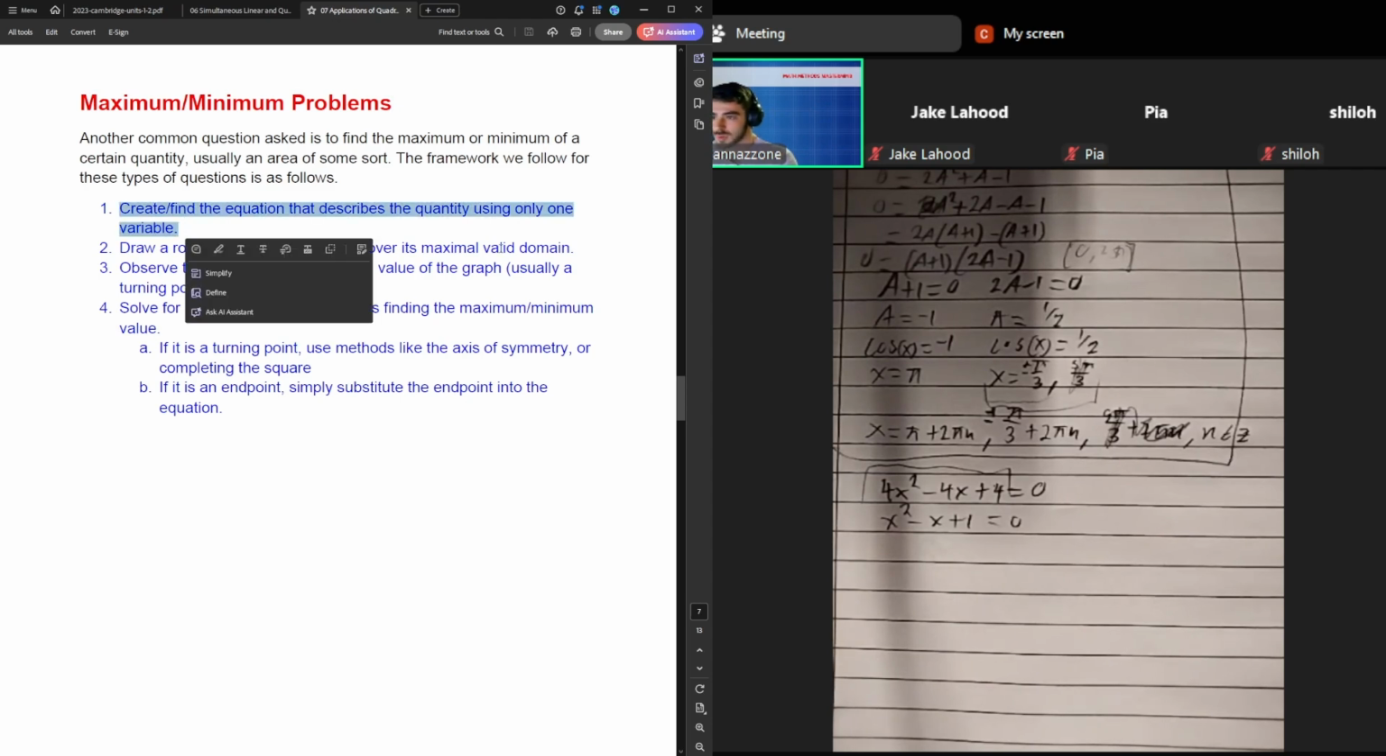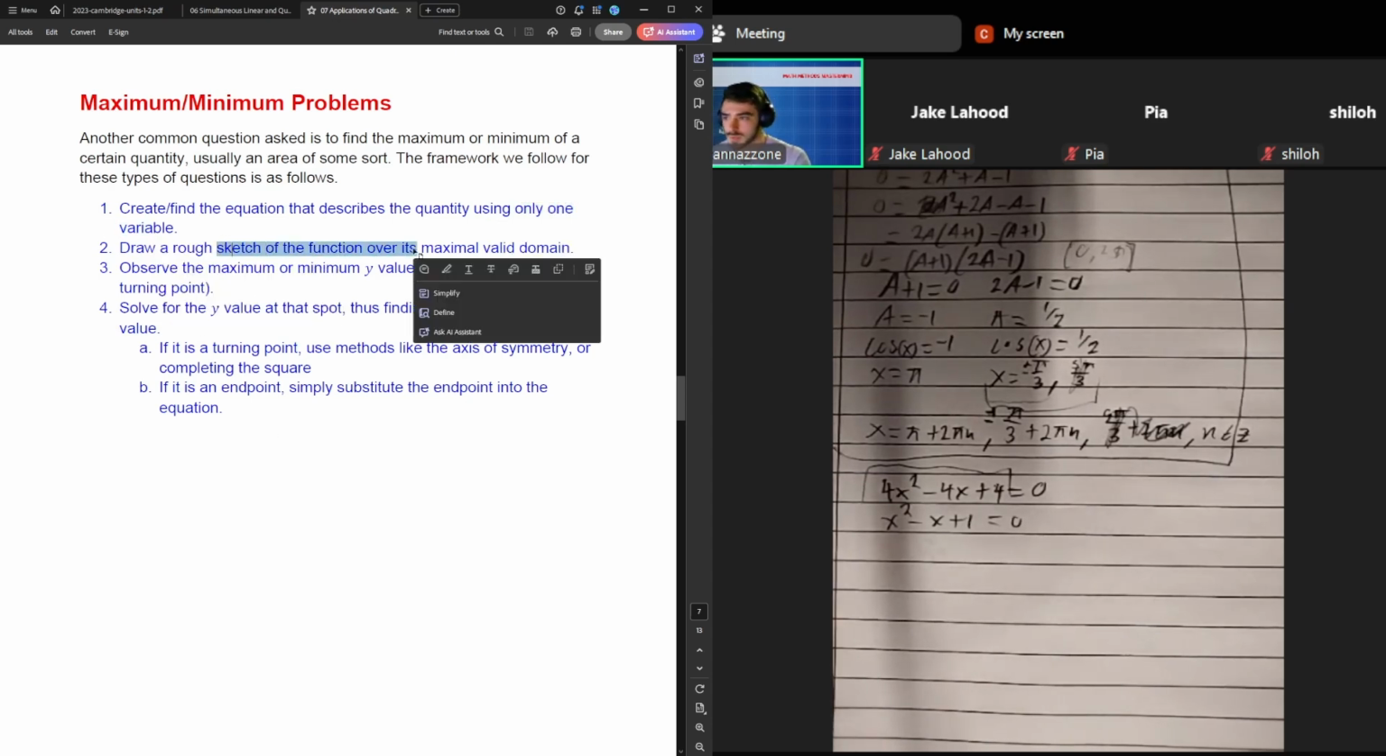But okay, so step 1 is just get an equation which describes that quantity that you're looking for, whether it be area, whether it be volume, could be whatever. But specifically you want it only in terms of one variable. From there, you want to sketch whatever that function looks like over its domain, and from there you'll be able to literally observe what is the tallest or shortest y value that'll correspond to the minimum or maximum of your function. Once you see it, you just solve for that spot.